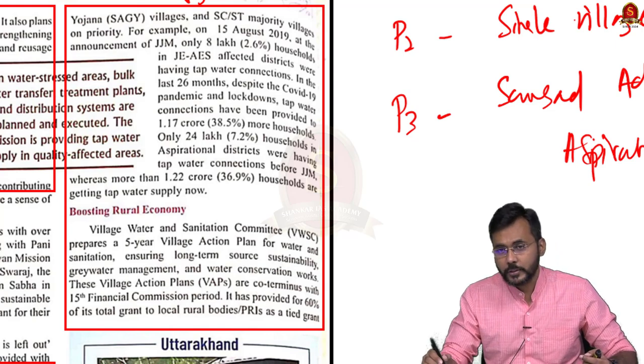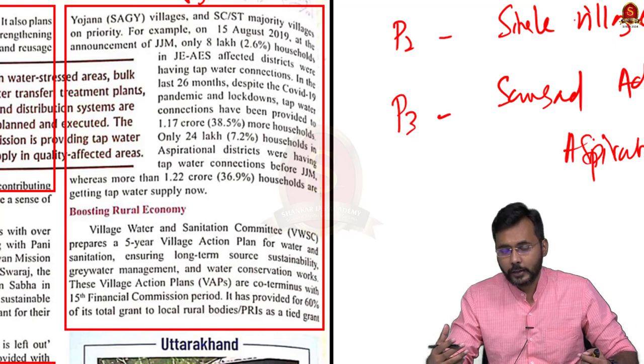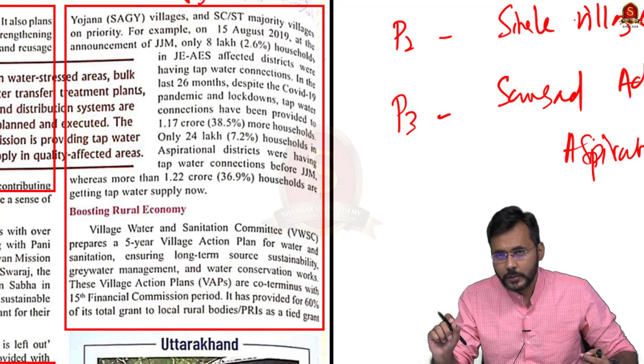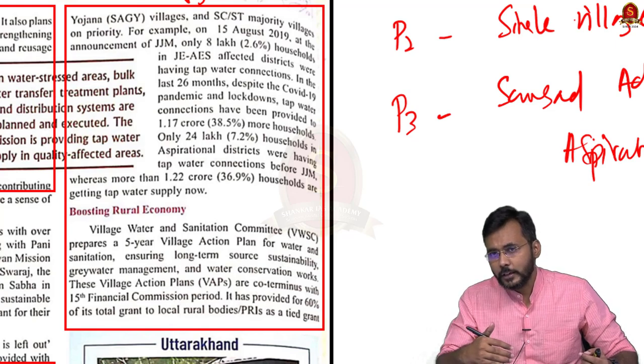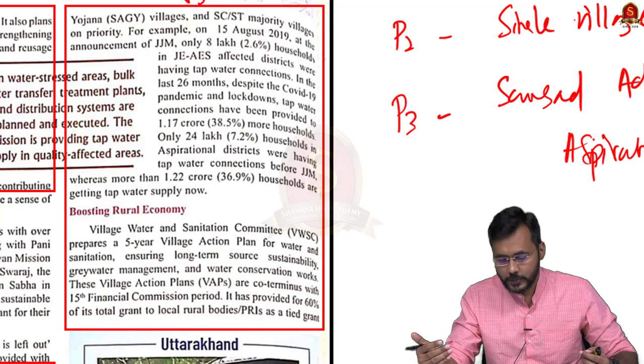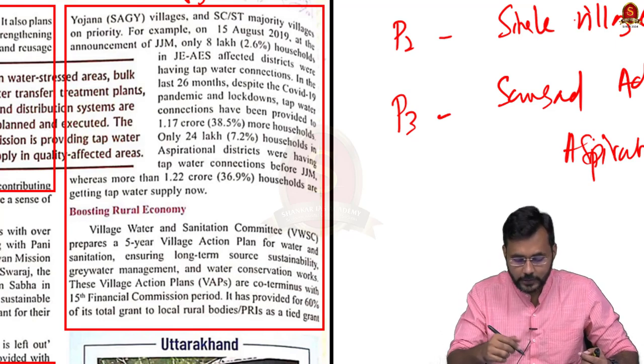Right now in aspirational districts, drinking water is the key criterion for development, because in multidimensional poverty, one important indicator of poverty is health, which is also a determinant based on water. So we can see that under aspirational districts, after this Jal Jeevan Mission, drinking water has been taken to 37 percent. That is one important indicator. And next thing is regarding health.